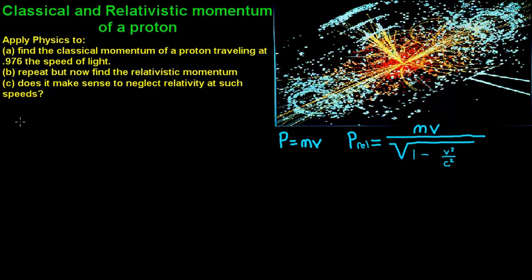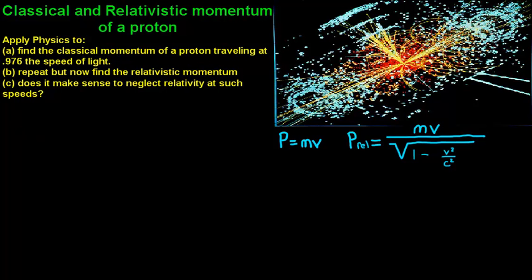Hi guys, today we're talking about classical and relativistic momentum of a proton. So in this problem it says apply physics to find the classical momentum of a proton traveling at 0.976 the speed of light. Repeat, but now find the relativistic momentum and see does it make sense to neglect relativity at such speeds. And just in case you're wondering, this picture is a picture of protons colliding in the Hadron Collider.